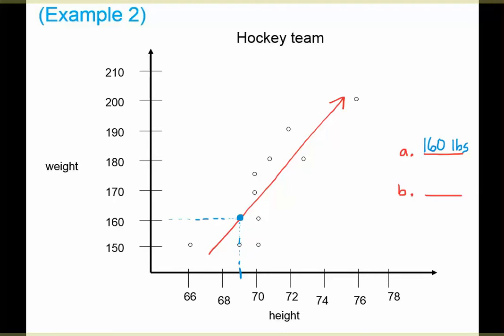Let me give you another one to do. For part B, I want you to estimate the weight of a player who is 74 inches tall. Go ahead and estimate the weight of a player who is 74 inches tall and write your answer in the blank for part B. And while you're doing that, I'll fix my axes. I should have written down the units. Weight here is in pounds. Height here is in inches. That always needs to be labeled.